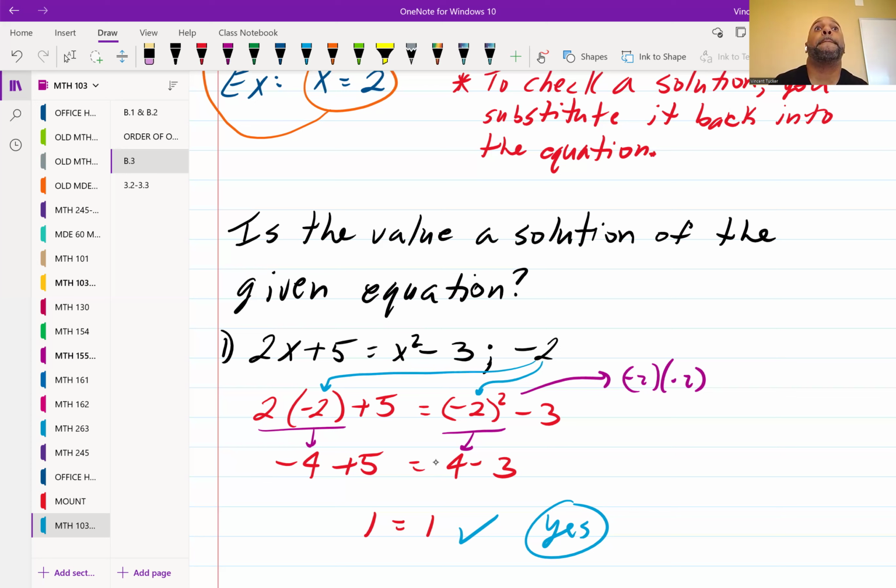And again, yes. So you have to come down and have both sides equal be the same number.